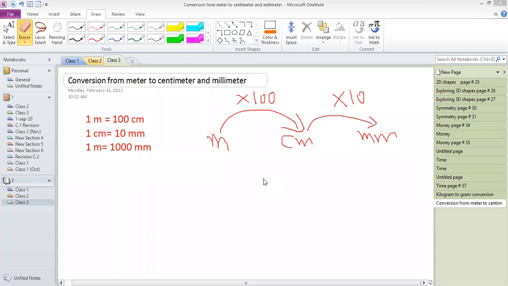Okay, sir. All right, guys. Now take out your notebooks. We are going to do some work. Take out your notebooks. I'm going to share a new screen with you. Start with the new page.